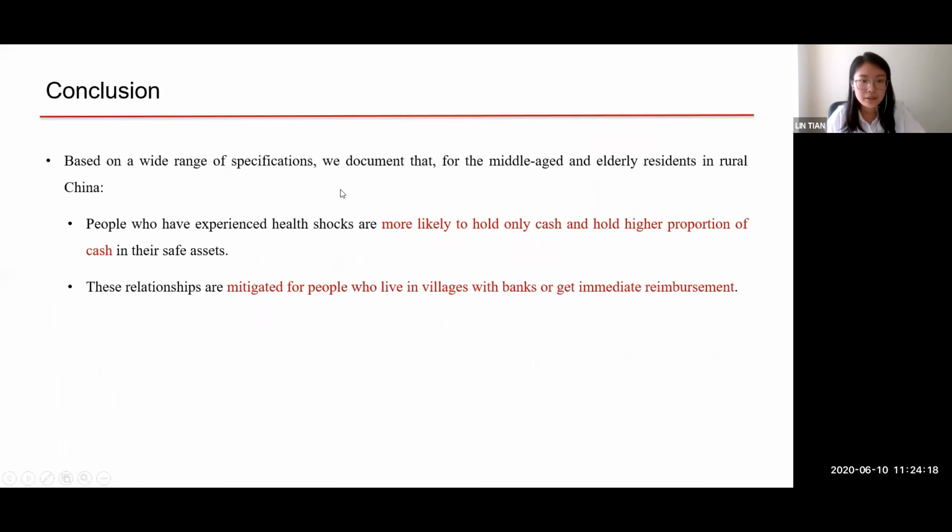So now let me just briefly summarize our conclusions. Based on a wide range of specifications, we find that people who have experienced health shock are more likely to hold only cash and hold higher proportion of cash in their safe assets. And these relationships are mitigated for people who live in village with banks or for people who can get immediate reimbursement.